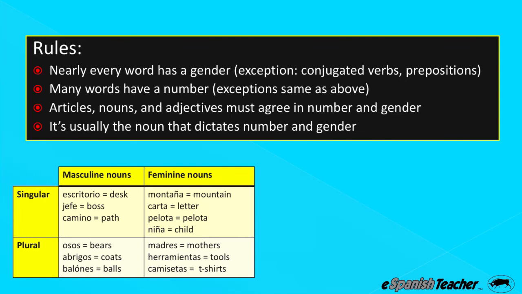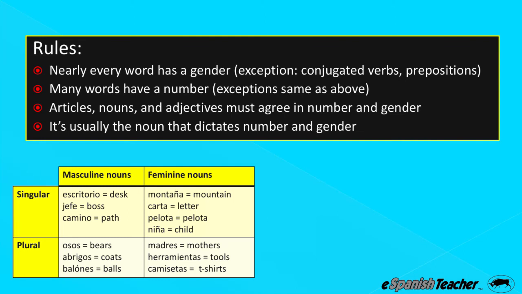Below that, starting at the left, we have plural masculine nouns. Osos, abrigos, balones. And then plural feminine nouns. Madres, herramientas, camisetas. All right? So the reason I'm showing you this chart now is because these nouns, well, imagine yourself having a conversation with somebody. Usually you're talking about things or ideas or people or places. Those are nouns.